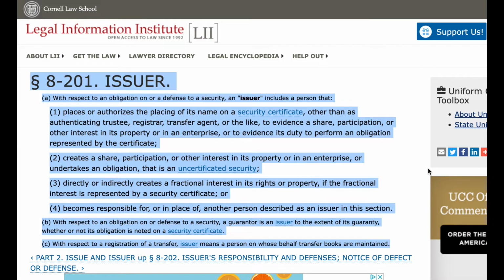B. With respect to an obligation on or defense to a security, a guarantor is an issuer to the extent of its guarantee, whether or not its obligation is noted on a security certificate. C. With respect to a registration of a transfer, issuer means a person on whose behalf transfer books are maintained.